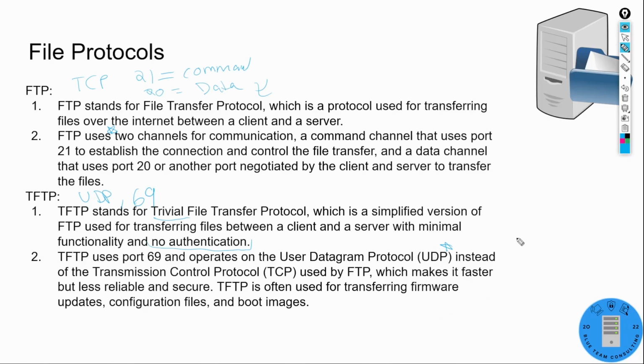We've covered DNS. DNS is port 53, and that mainly uses UDP, but it can also use TCP when conducting zone transfers on that same port. But anyways, TFTP is transporting files in a faster but less reliable and secure fashion. It's often used for transferring firmware updates, configuration files, and boot images. So file protocols, FTP and TFTP.